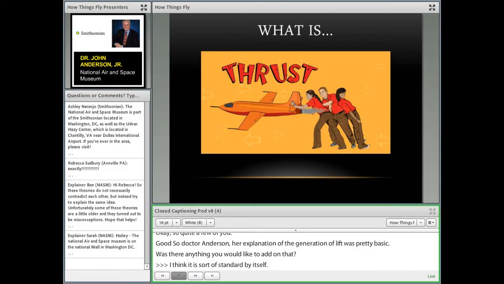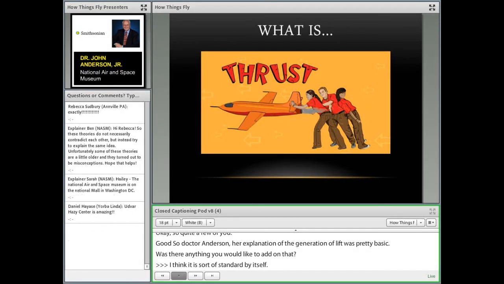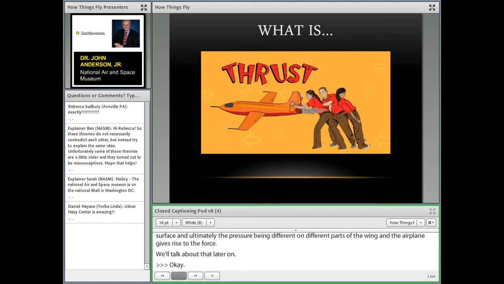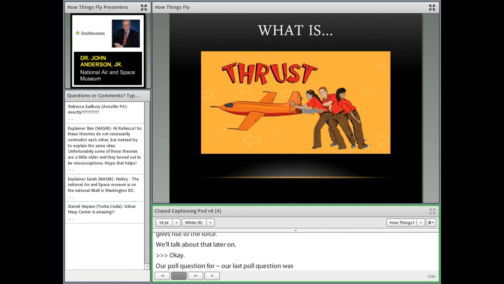Okay. Now our last poll question was for paper airplanes. Can you explain briefly how something like a paper airplane that doesn't have a typical airfoil shape generates lift? Oh yes.